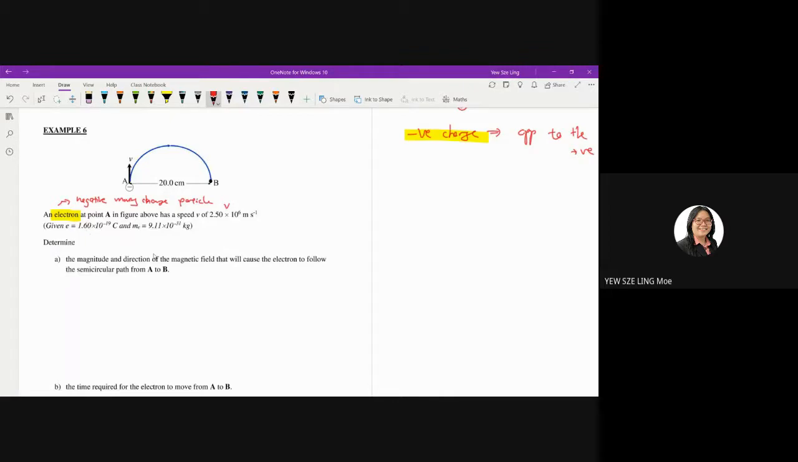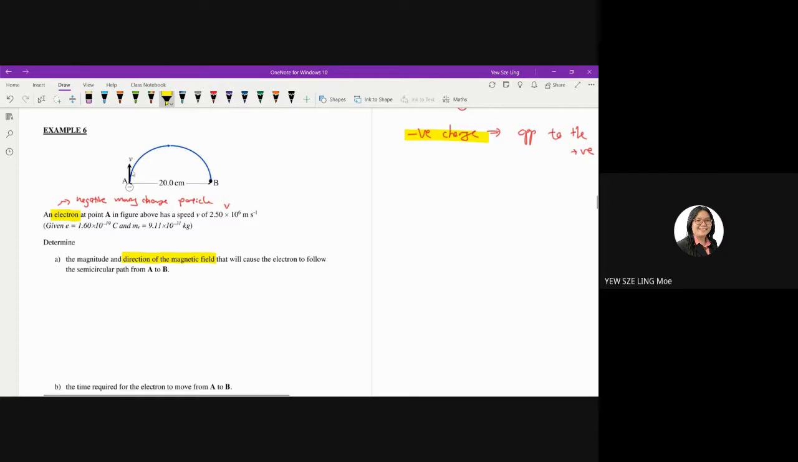All right. So the magnitude and the directions of magnetic field that will cause the electron to follow the semicircular path from A to B. Now, if you look at this diagram, how to determine the direction? First thing, you need to know the directions of F. Otherwise, how are you going to determine the directions of magnetic field, right? So in order to determine the directions of magnetic field, you need the directions of the force. What is the directions of the force?